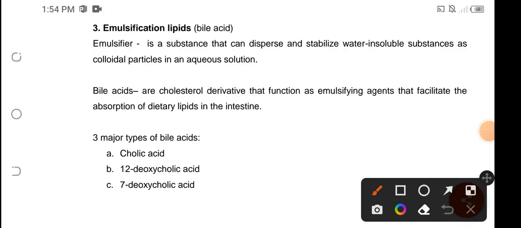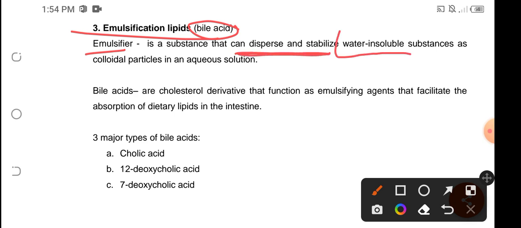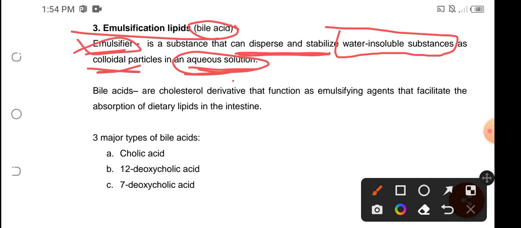Okay, so the next type of lipid that we're going to discuss, or the third type rather, is the emulsification lipid in the form of bile acid. When you say emulsifier, these are the substances that can disperse or stabilize the water-insoluble substances, such as the colloidal particles, to become in an aqueous solution. So, yung mga water-insoluble substances, magmi-mix na sila in an aqueous solution because of an emulsifier.